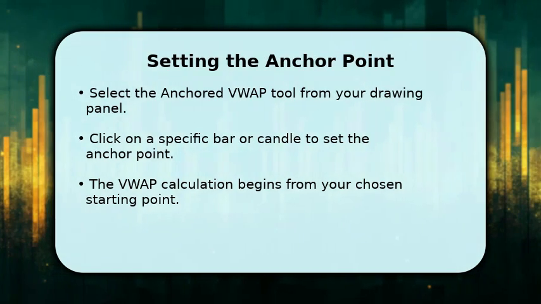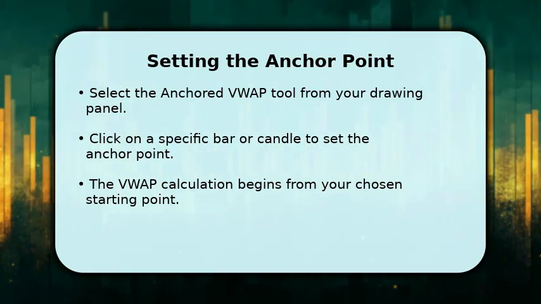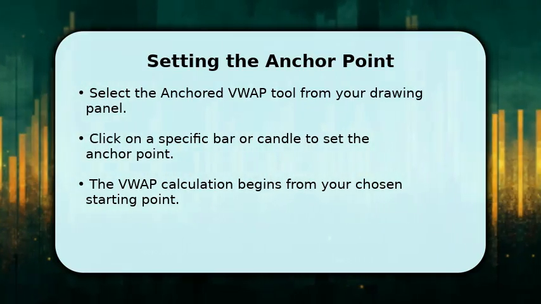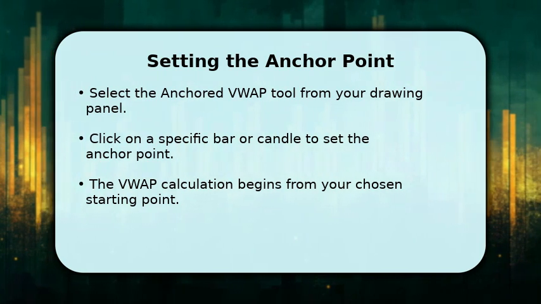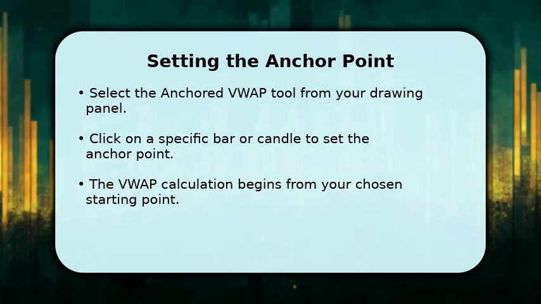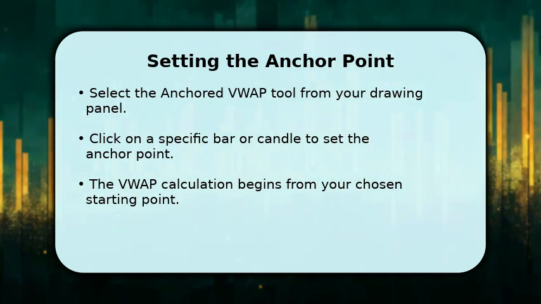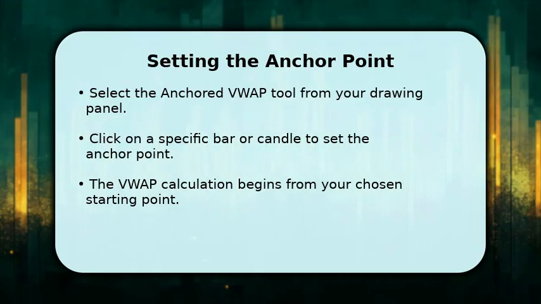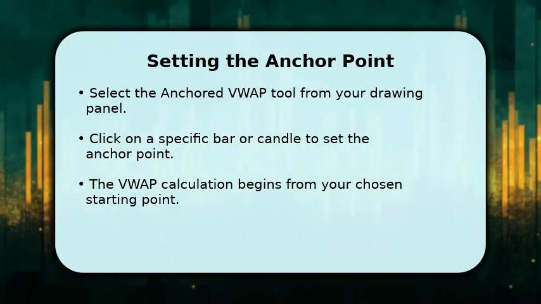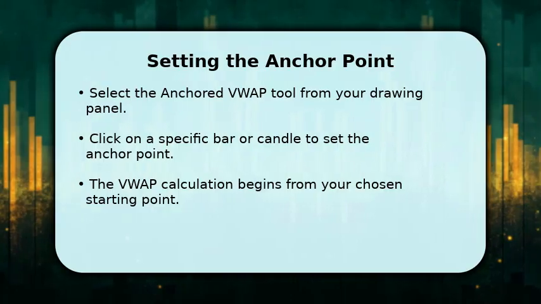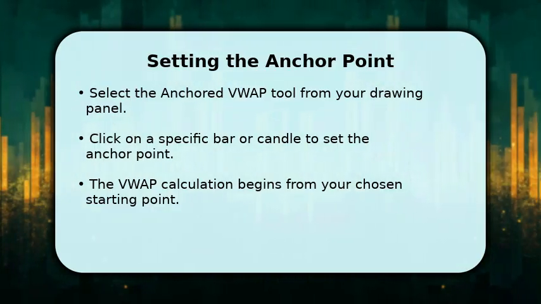Once the tool is active, you need to set its anchor point. This is the crucial first step. Simply click on any significant bar or candle on your chart where you want the calculation to begin. This could be a swing high, a swing low, or a major news event. The anchored VWAP line will then appear, starting from that exact point.